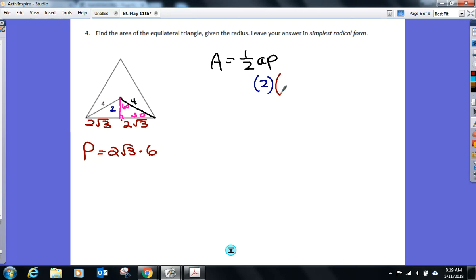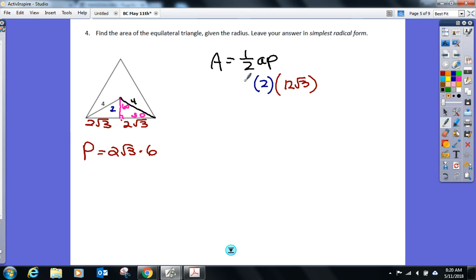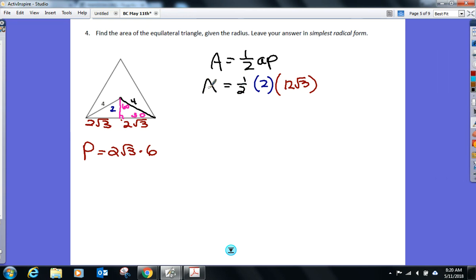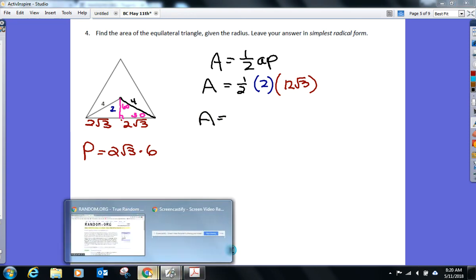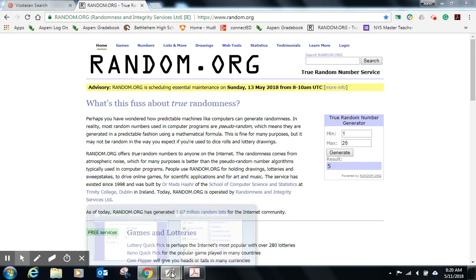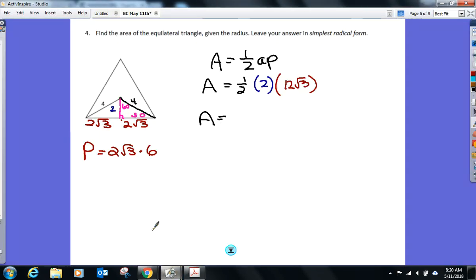So my perimeter would be 12 radical 3 times a half. Simplest radical form, though. Simplest radical form. Just 12 radical 3, yep, because the 2 and the 1/2 create 1. No units, so I'm not going to put any on.